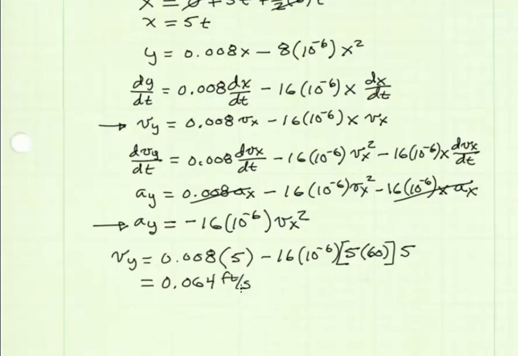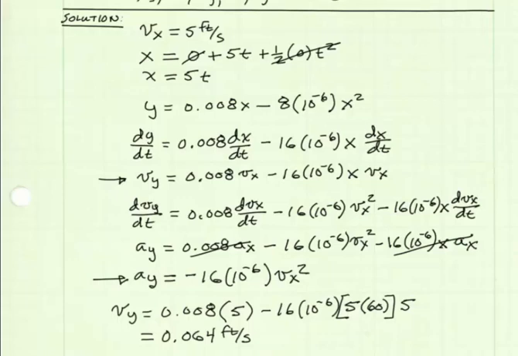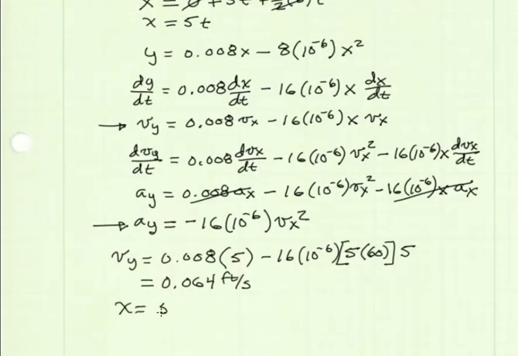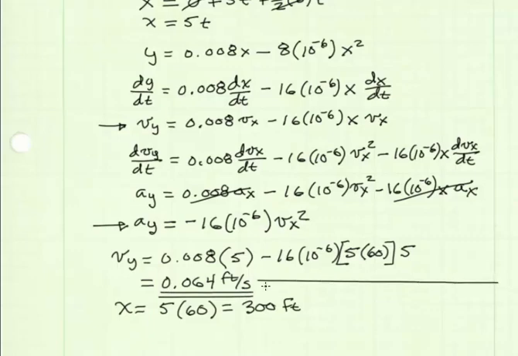So I now have my two velocities. I can find what my x position is by simply plugging in my 60-second time into this equation. So x is equal to 5 times 60, which is equal to 300 feet. Just so that I keep track of things and what I've already completed, I'm going to go ahead and double underline my velocity in the y direction and mark that in the margin, and I'll double underline my x position and mark that in the margin.